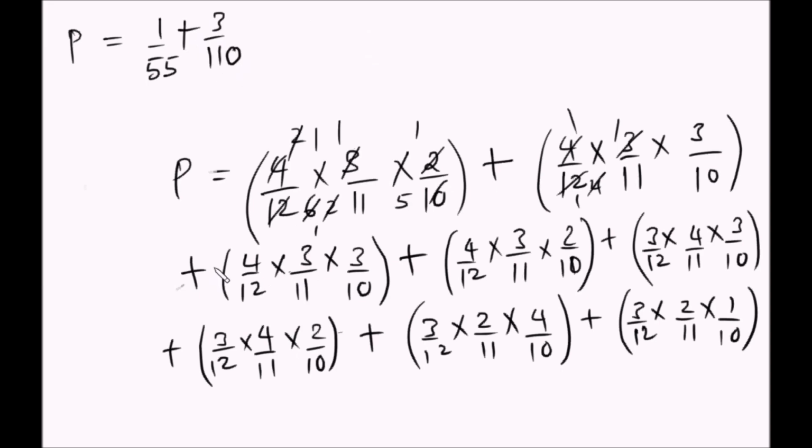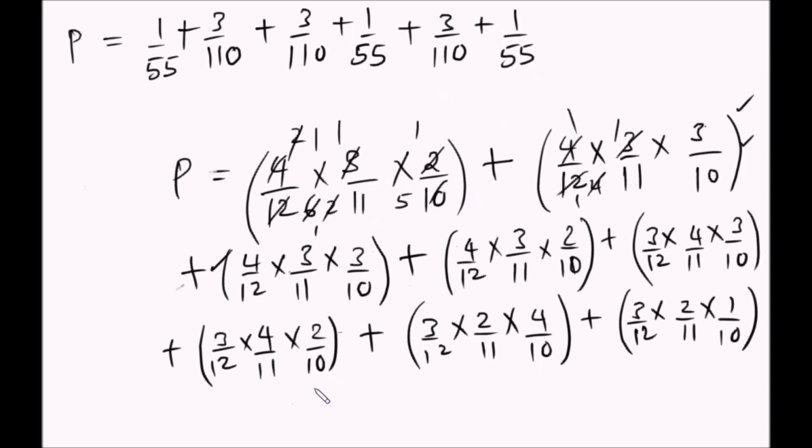So hii ya tatu ni sawa na hii. Unaweza kuwa na 4, 3, 3, 4, 3, 3 over 12, 11, 10. Kwa hiyo hii ni sawa na ile ya kwanza. So you can see hapa ni 4, 3, 2, 12, 11, 10. Hapa ni 4, 3, 2, 12, 11, 10. And then huyu ni sawa na huyu hapa. Kwa hiyo huyu is 4, 3, 3, 12, 11, 10 sawa na huyu. And then huyu ni sawa na huyu hapa.